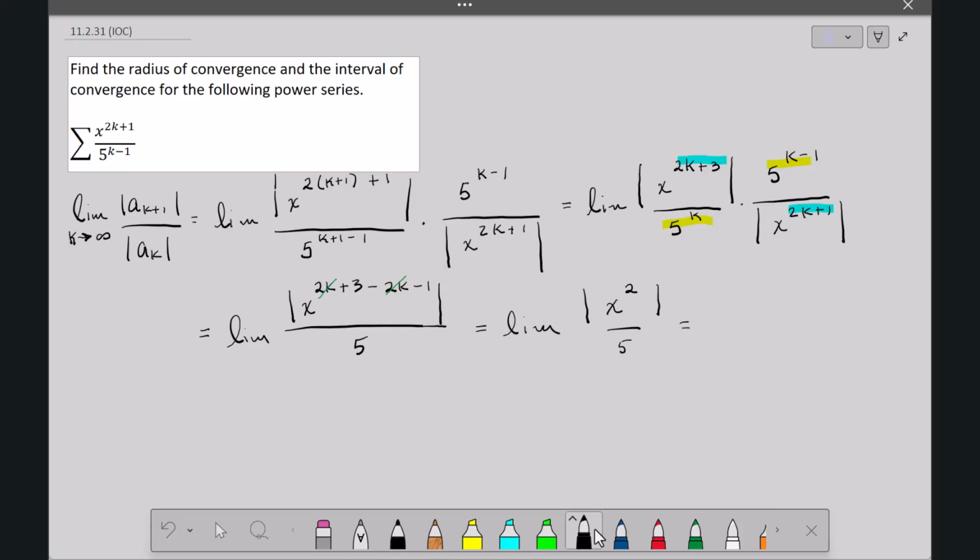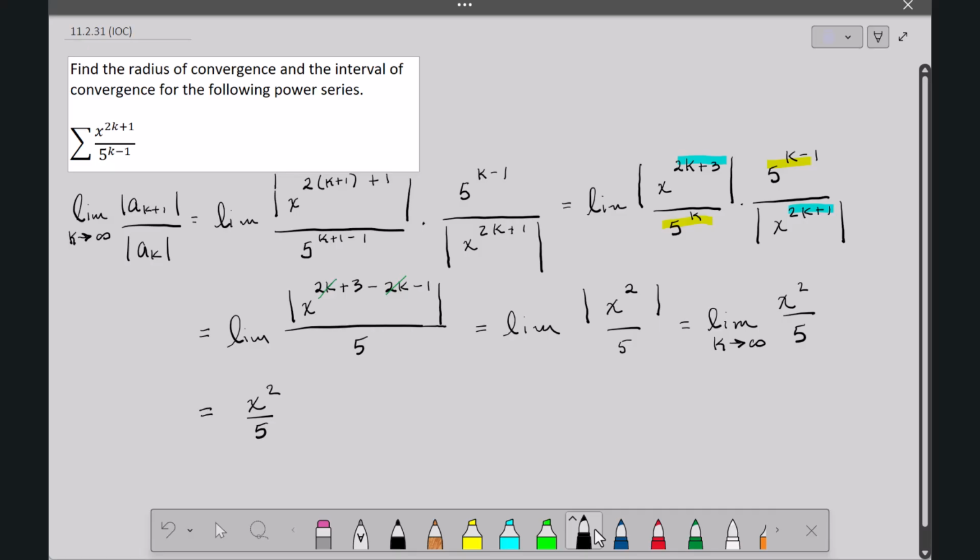And then we realize that x squared is always positive, or at least non-negative, so we don't really need those absolute value bars after all. Now, this limit is based on k. It says k goes to infinity. Do we see a k in that expression? No, we don't. So that expression is constant with respect to k, which means that the limit is itself.